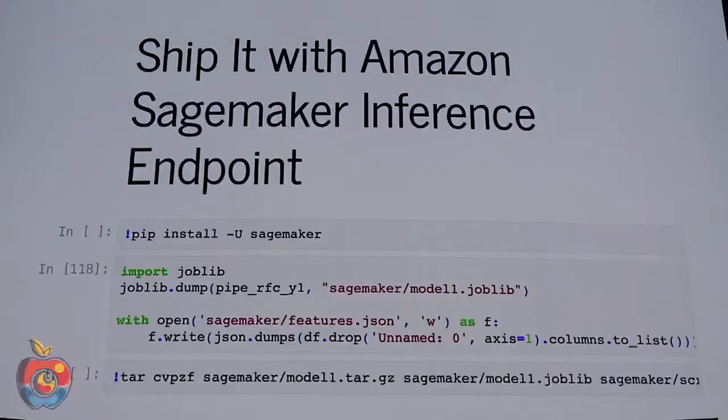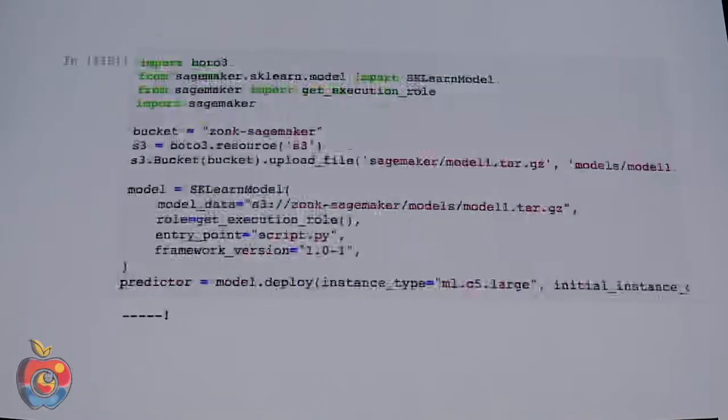So with the model, with the features, and then with the script.py, we're going to tar all of that up and then upload it into S3. We import SageMaker and then call SKLearnModel, pointing it to that tar file that was uploaded into S3. Tell it when you start the container, run the script.py that we've uploaded to S3. And then lastly, just tell it to deploy our model for real-time inference. And so once that completes, you have something that's in the cloud that you can send data to, and then you can get predictions back from.